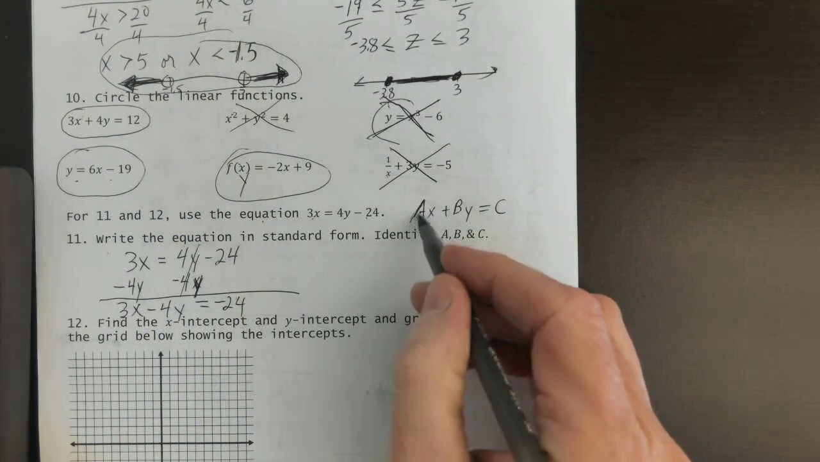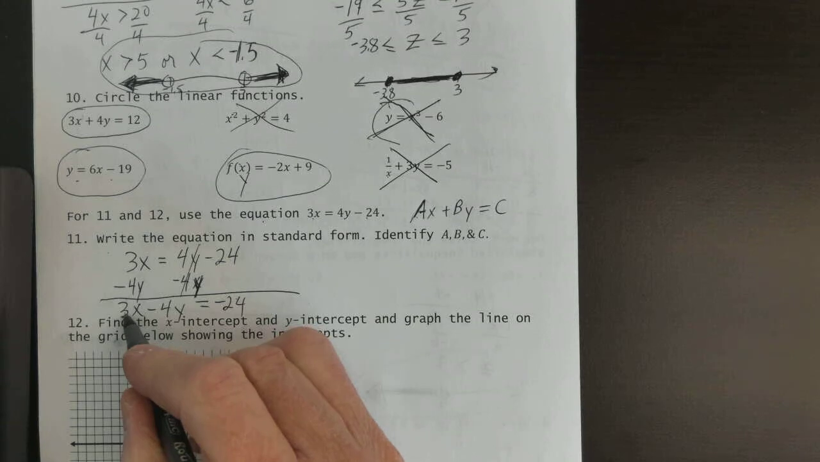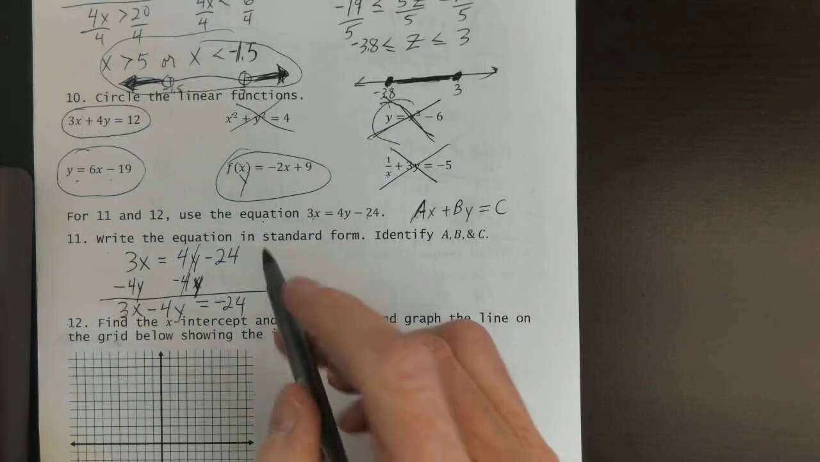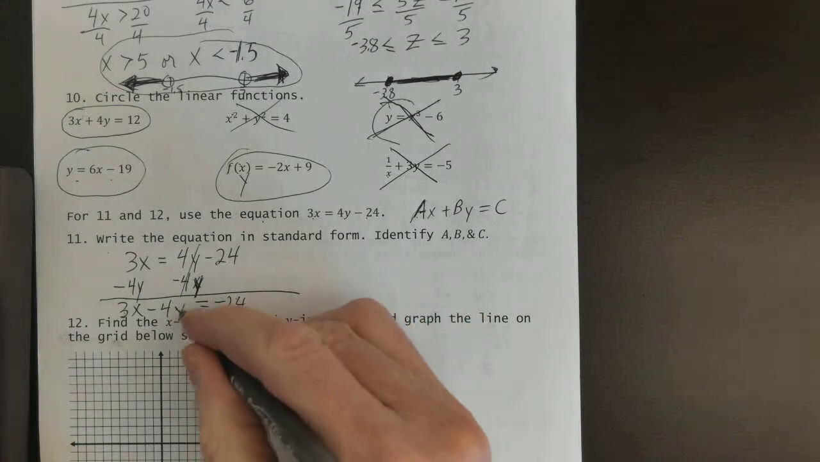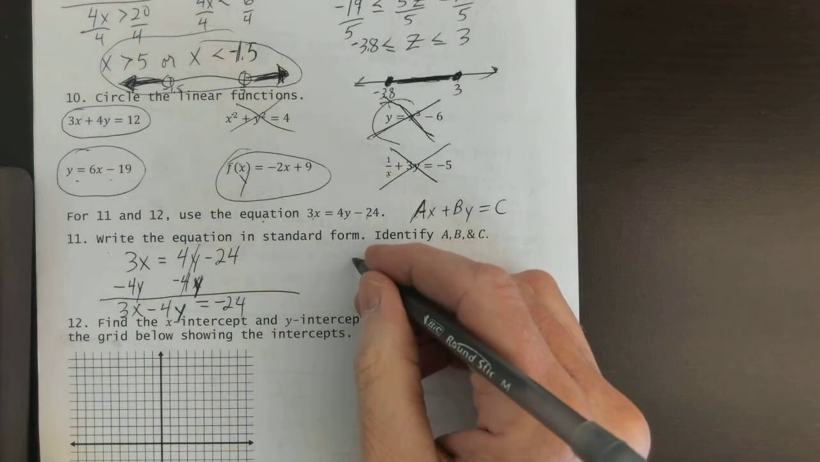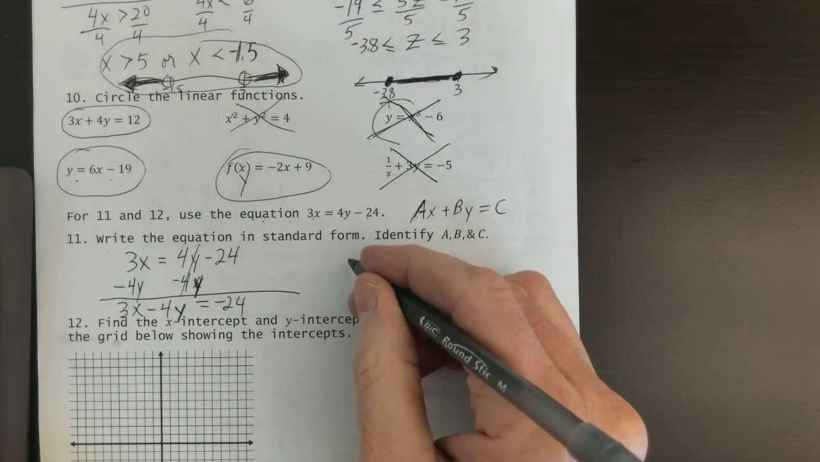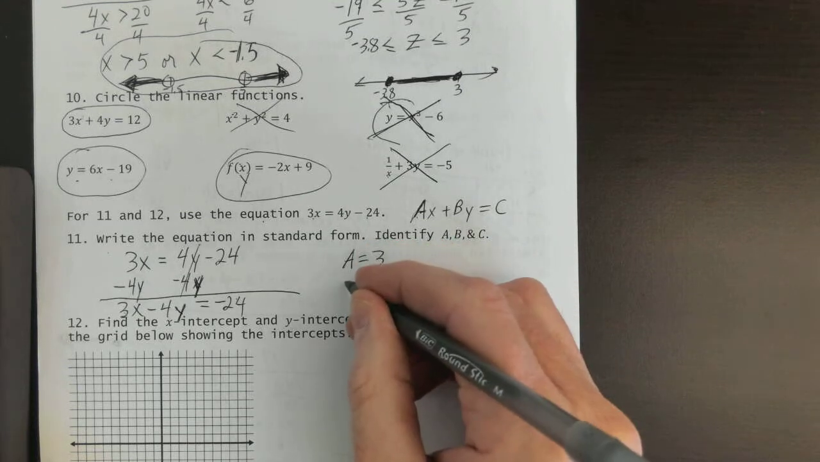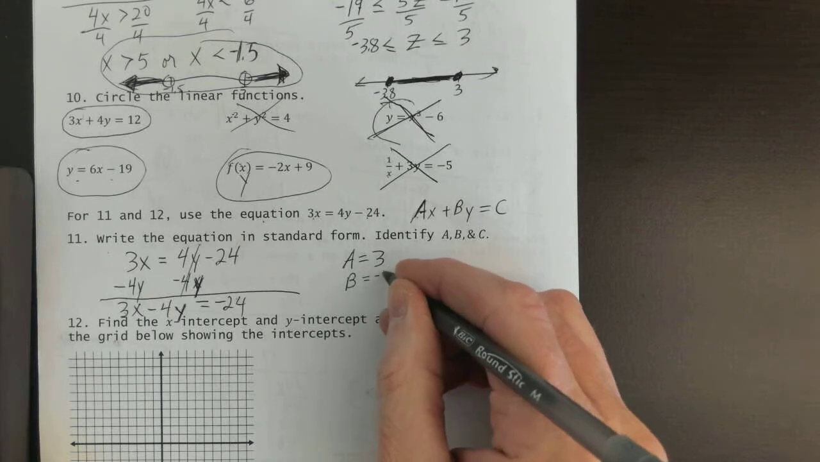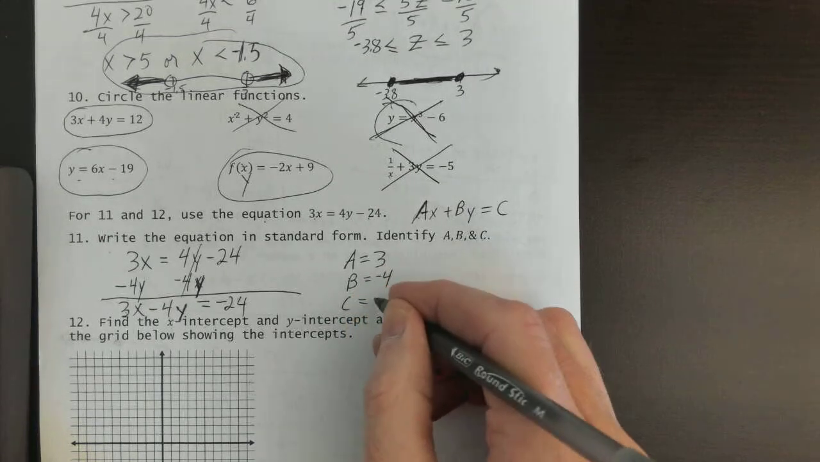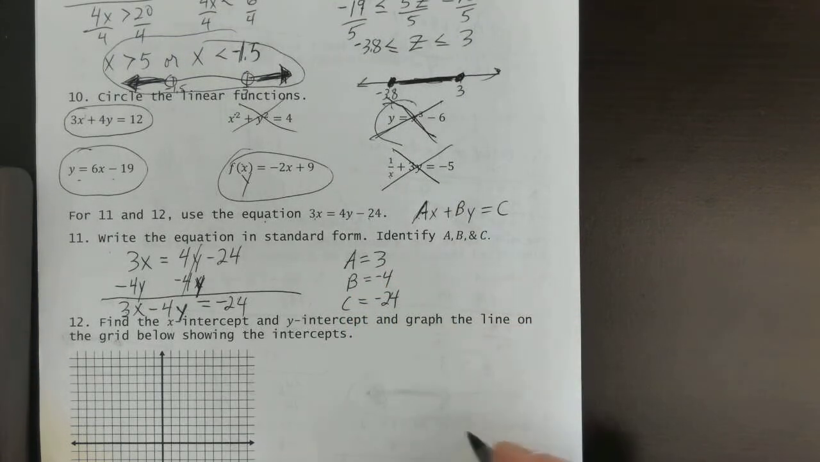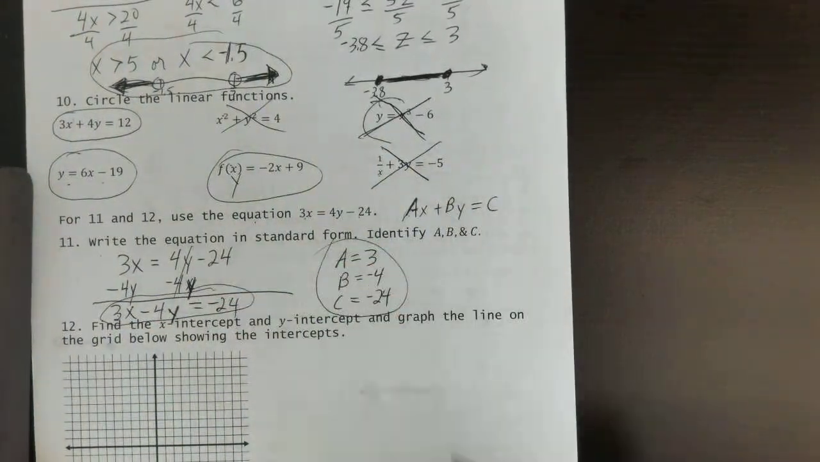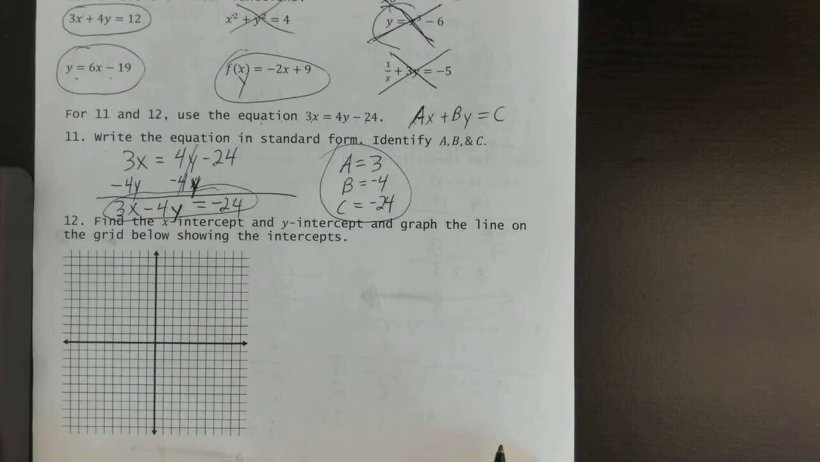But if we had a negative value at A in front of x, then we would multiply by negative 1 and change all the signs. We don't have to do that in this instance. So 3x minus 4y equals negative 24. A equals 3, B equals negative 4, and C equals negative 24. So here's the standard form. Here's identifying A, B, and C.